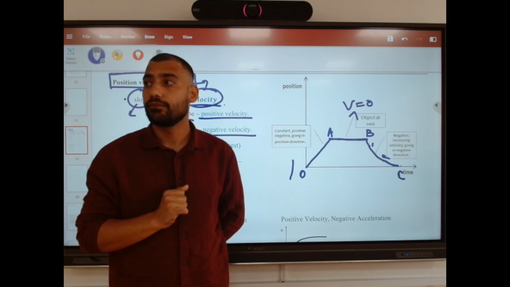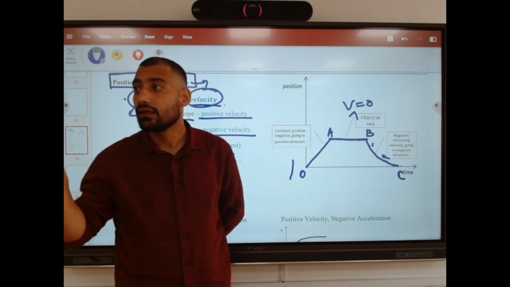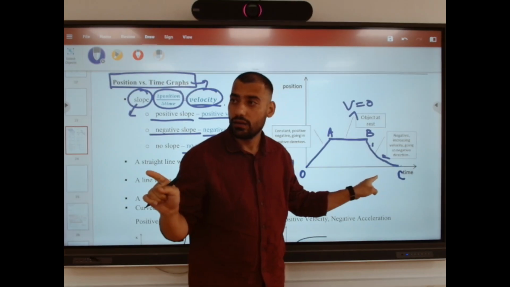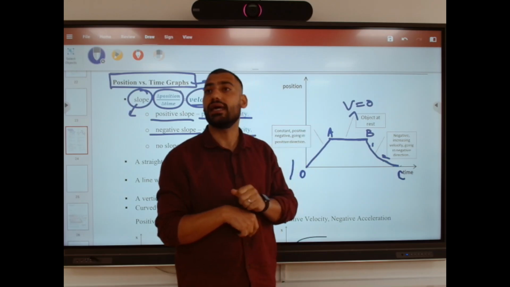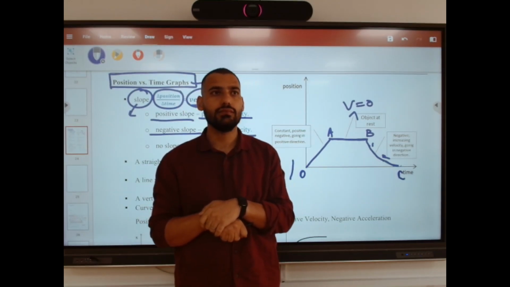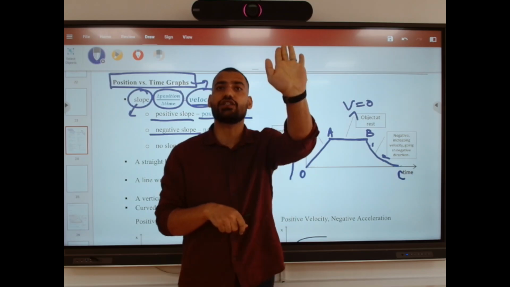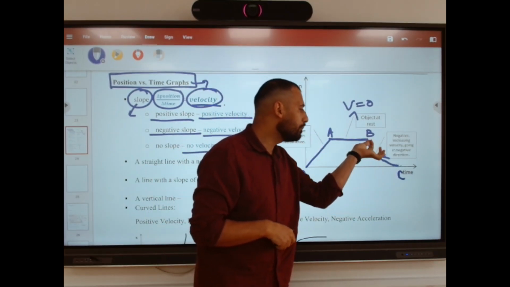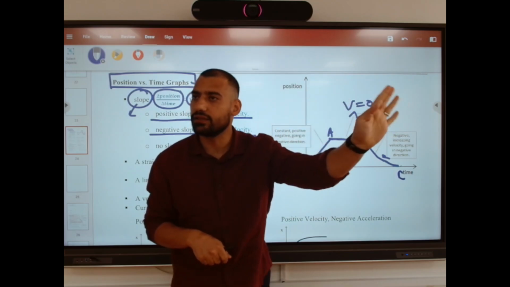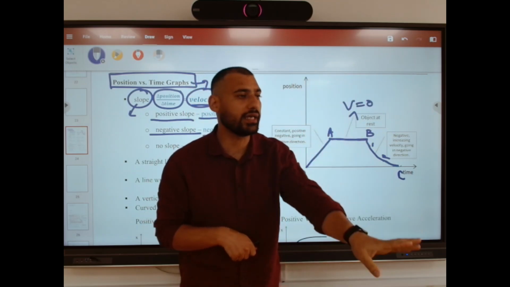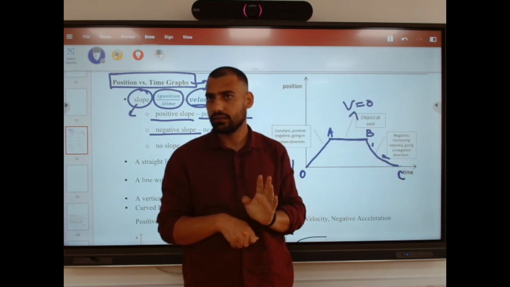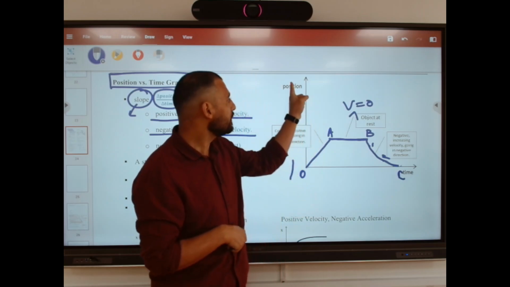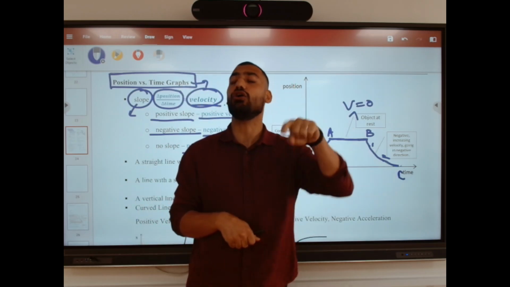Yes? At position 2 we have more velocity, at position 1 we have less. Anyone else? So first of all, do all of you agree that from B to C velocity is negative? Yes. Do all of you agree that the velocity is continuously changing? Yes. But tell me, from the position-time graph, how do we get velocity?